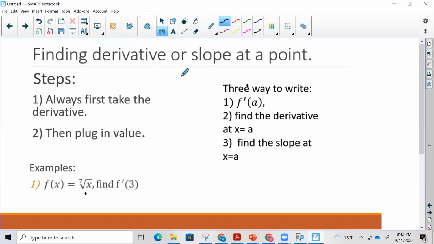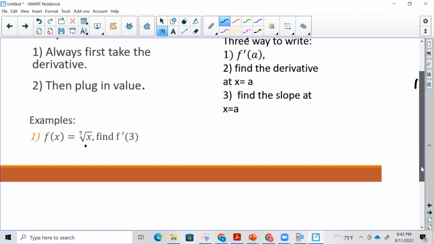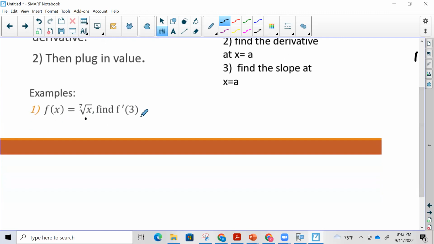And if they're asking for the derivative slope, they can ask you in 3 ways. They can say find f prime of a, where this is a value. They can say find the derivative at x equals a, or they might say find the slope at x equals a, and that also means the derivative. Okay, so for this example, we want to find the derivative.